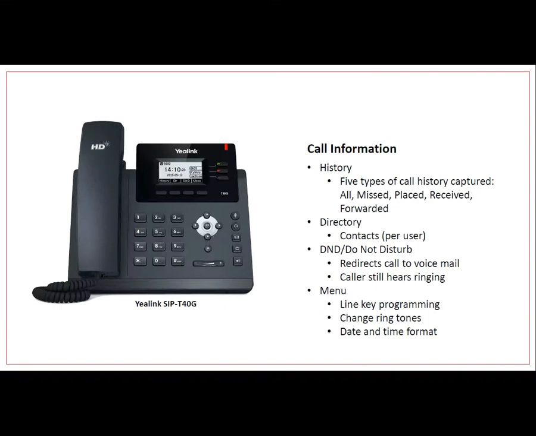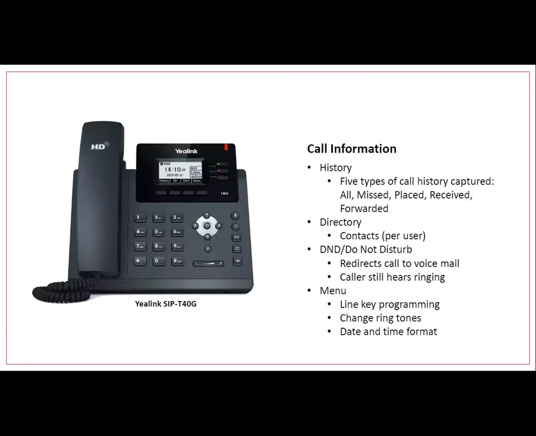The option button will allow me to add them to contacts, which I can find from my directory key, which is one of my soft keys on the idle screen on the phone. I can also add callers to a blacklist. That means that caller can't ring at my phone. Please see your system administrator for additional information on blacklisting calls.